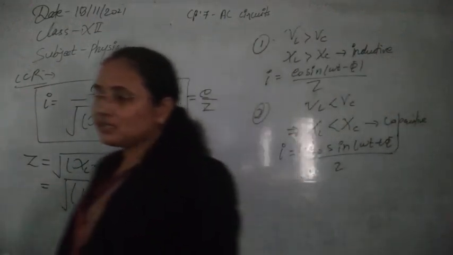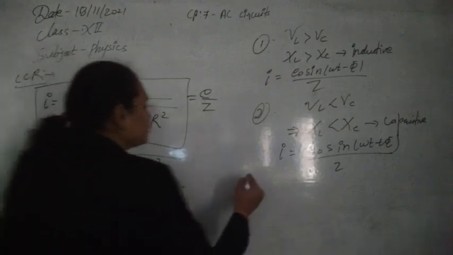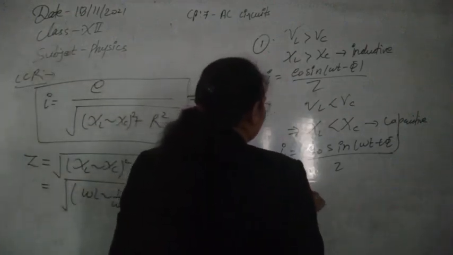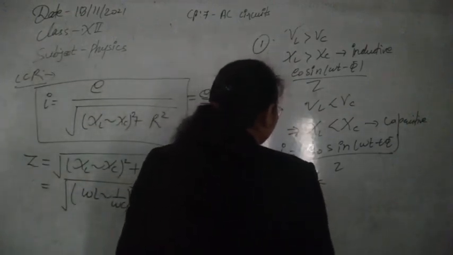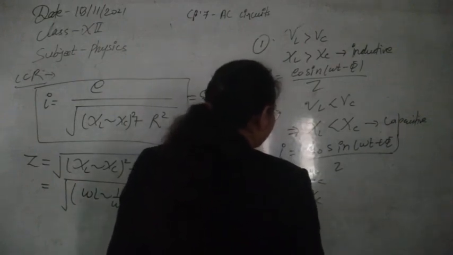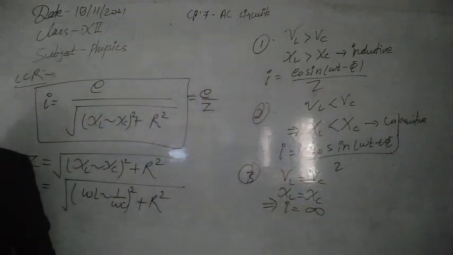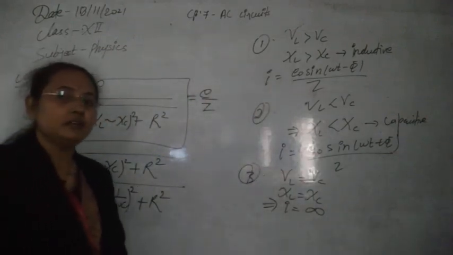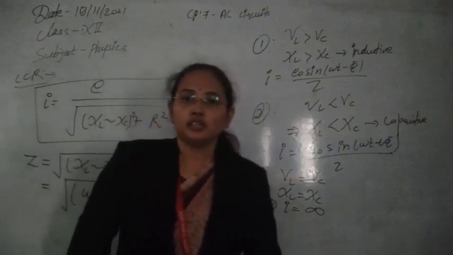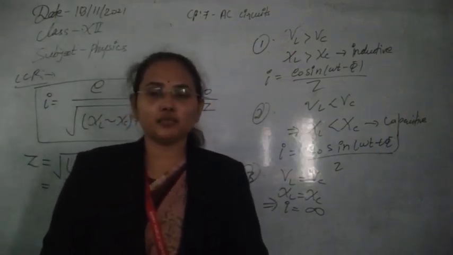I think this is now clear, and the last one is chi L equal to chi C. For the third one, if VL is equal to VC, it means chi L is equal to chi C. Again we have the same condition: I will be maximum for this case, which means the circuit will again be in the resonance situation. So this is all about the AC circuits that we have discussed one by one.